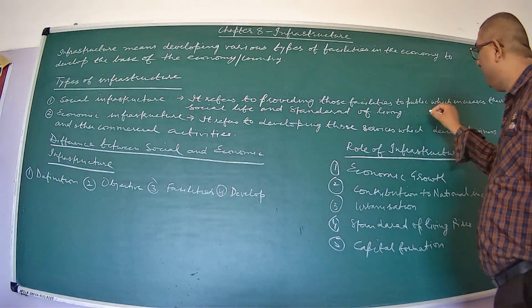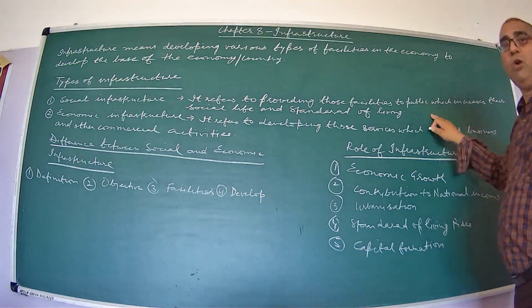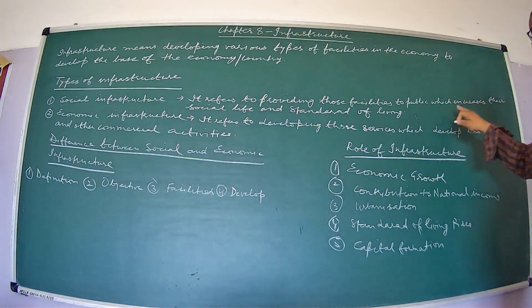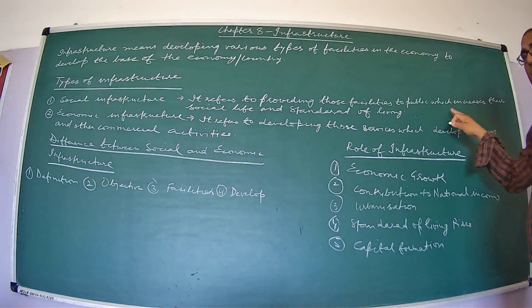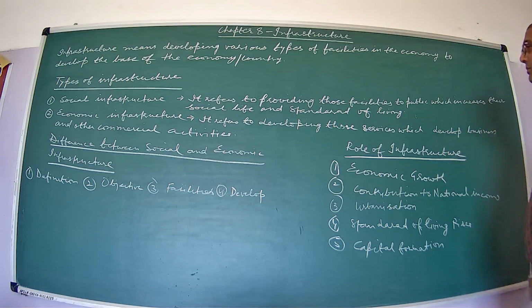development of education, development of sewer system, development of schools, colleges, universities, parks, or picnic places. These are the main things we include in social development.